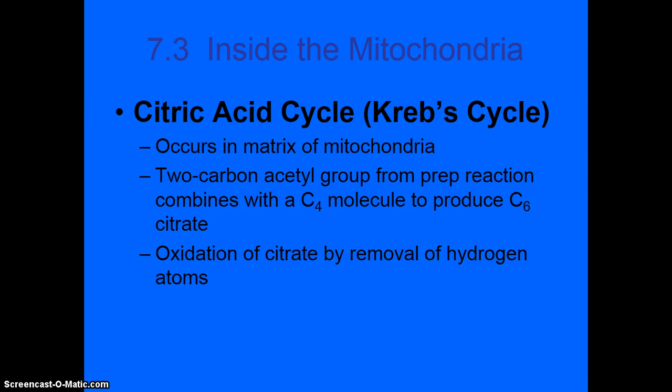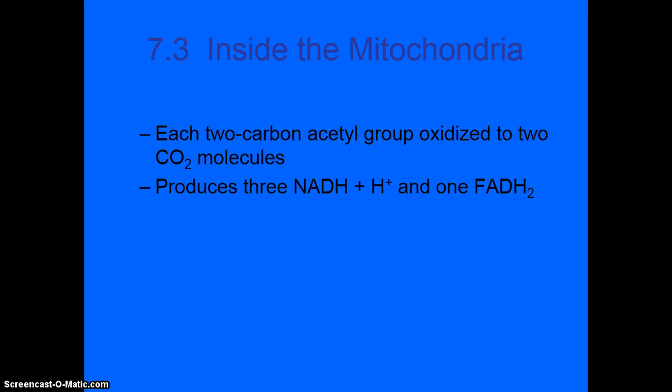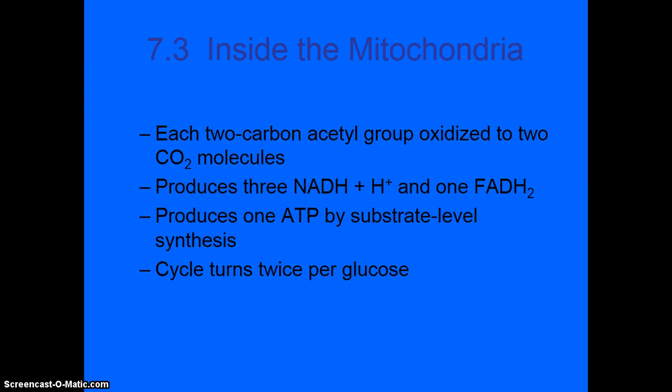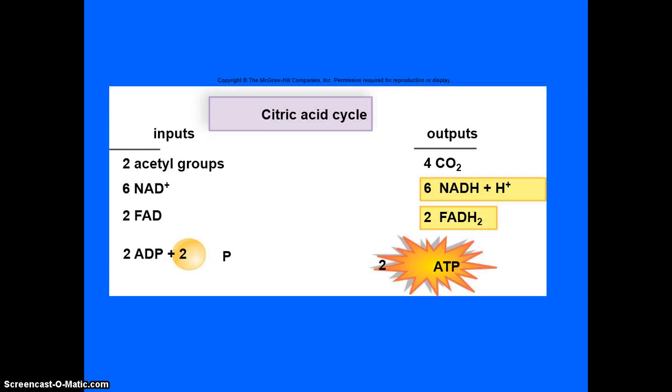Oxidation of the citrate is going to happen by removing the hydrogen atoms. Each of the 2-carbon acetyl groups oxidizes to 2 carbon dioxide molecules. There's another waste product of carbon dioxide. This is going to produce 3 NADH and H+, and 1 FADH2 molecule, and also produces 1 ATP by substrate-level synthesis. This cycle is going to turn twice per glucose molecule. I'll show you a diagram in just a moment to see why it has to happen twice.